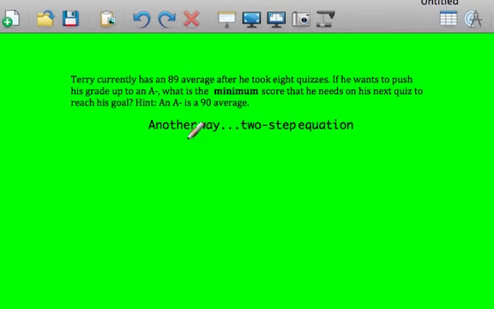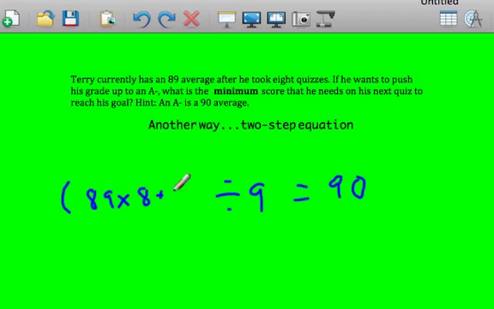Here's a third way, a two-step equation. In order to find an average, you add up numbers and then divide by how many numbers there are. So we know we want an average of a 90 here. And we know to get that, we need to divide by 9, because there's going to be 9 quiz scores. Now, what we added, though, is the issue. So we could say we added 89 plus 89 plus 89, or just 89 times 8, plus x, or some variable, whatever variable you want.